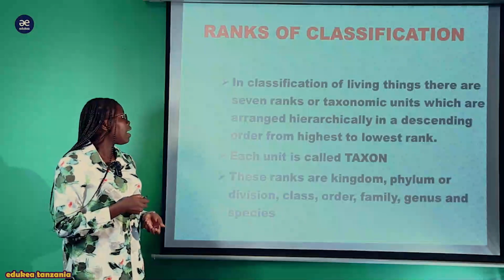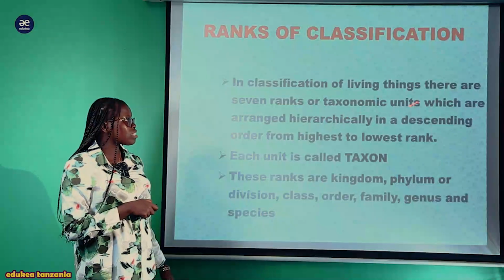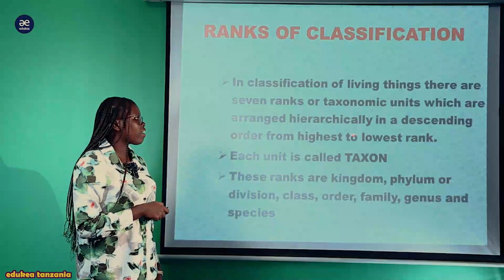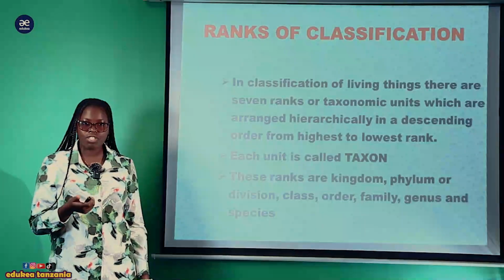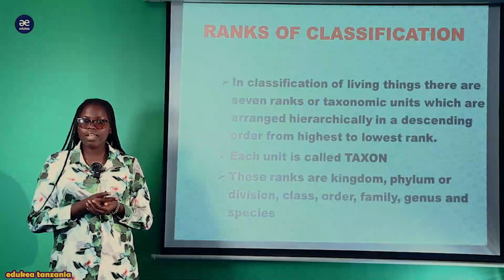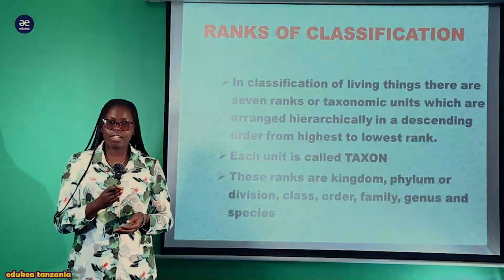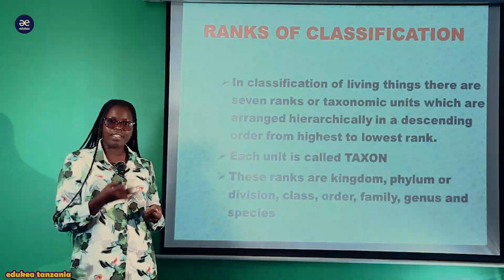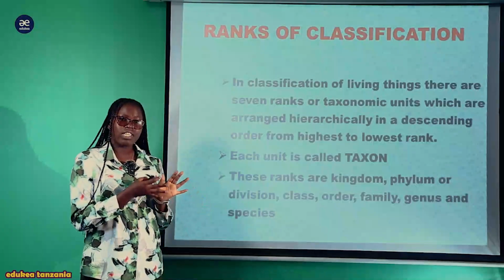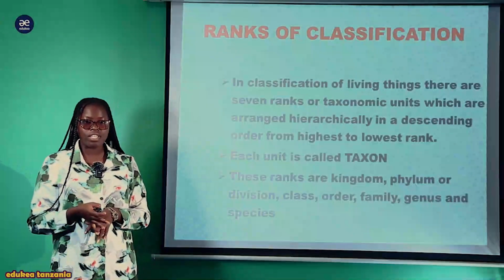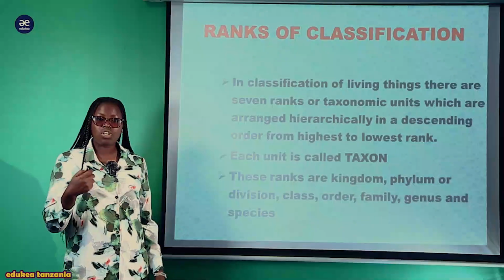Now, in classification of living things, there are 7 ranks of taxonomic units which are arranged hierarchically in descending order from highest to lowest. So within the ranking in the classification system, we've already discussed there are 2 main processes of classification, the natural and artificial. So now we will use these 7 ranks to classify organisms by placing them into their required order, starting with the highest order, which is the kingdom, to the lowest, which is species. So each taxonomic rank or unit is known as a taxon.